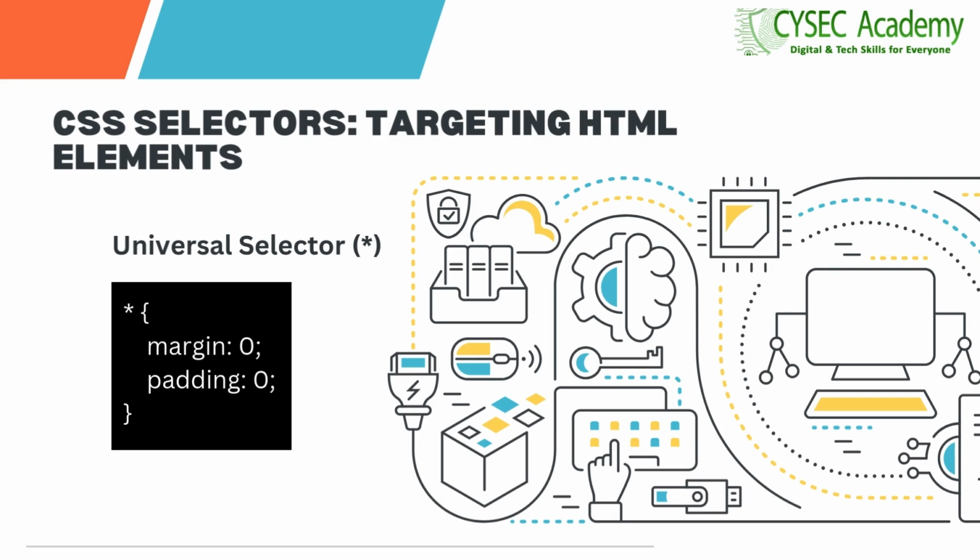Let us explore them, starting with the universal selector. The universal selector, represented by an asterisk, applies styles to all elements on a page, unless overridden by more specific selectors. It is used for resetting default margin and padding for all elements to ensure consistency across different browsers.